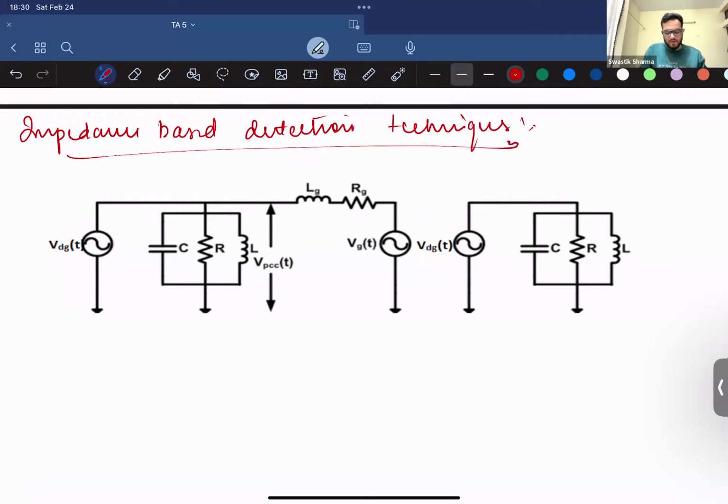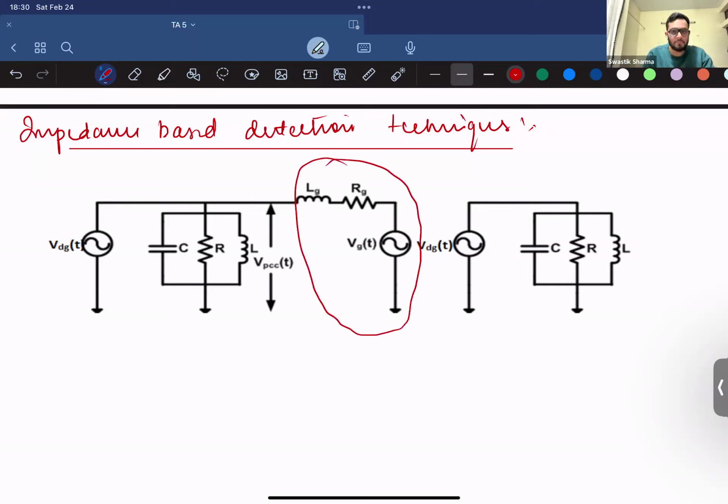So what happens is when you are connected to the grid, you see a different amount of impedance in the path of your DG, right? So there is this impedance due to the grid. But once it's islanded, what happens? The impedance due to the grid is removed. So if you monitor the impedance that the DG station is experiencing, you will be able to tell if islanding has happened or not, right?